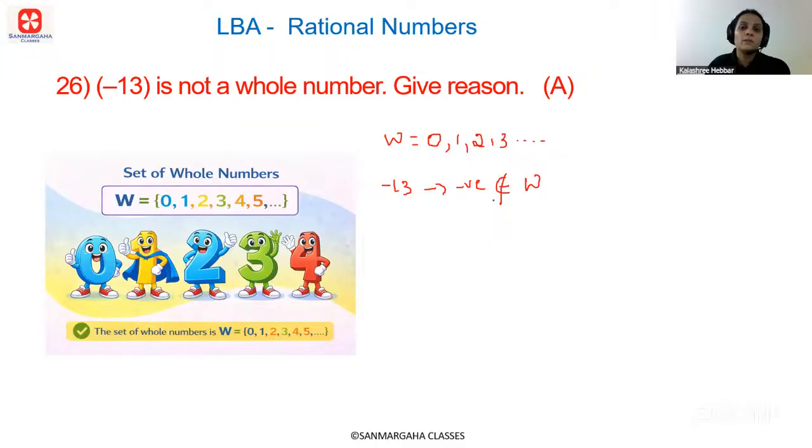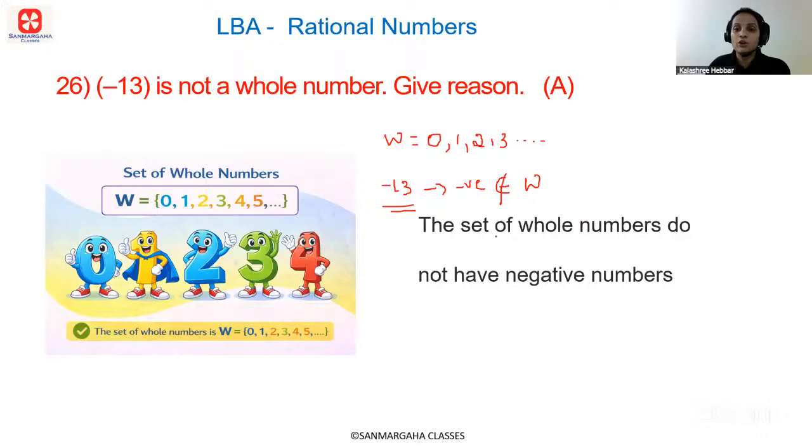Whole numbers contain only 0, 1, 2, 3, and so on, and negative numbers are not included in whole numbers. So minus 13 is a negative number which does not belong to the whole numbers. The set of whole numbers does not have negative numbers. So that is the correct answer.